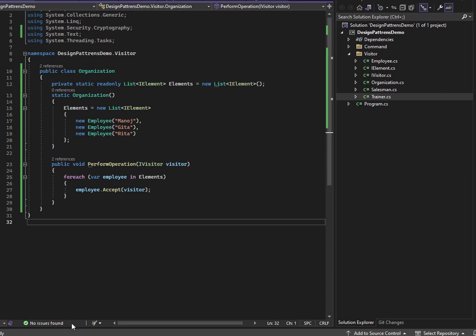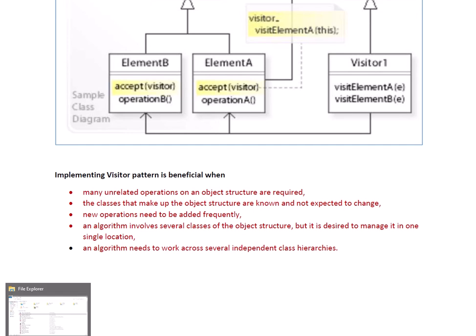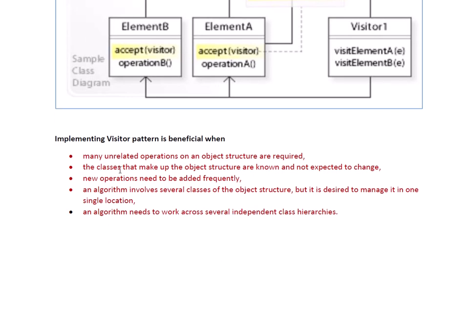Well, that said, let's move on to the things we need to consider when we implement this pattern. First of all, implementing the visitor pattern is beneficial when many unrelated operations on an object structure are required. For example, in my case, on the organization: providing training, providing sales services, providing health checkups. These are all completely unrelated operations, guys. When you want to provide this kind of operations on an object structure without modifying it, I think this is the best case to use the visitor design pattern.